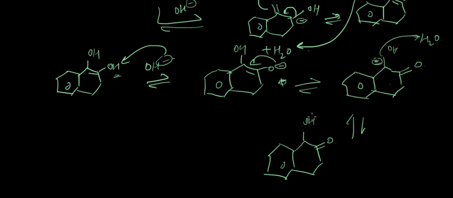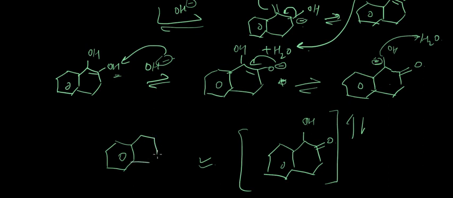Okay, so with this we get this as our product. So this is also keto-enol form, in which initially we had this as our substrate. Now we have this as our product. This is also keto-enol form.